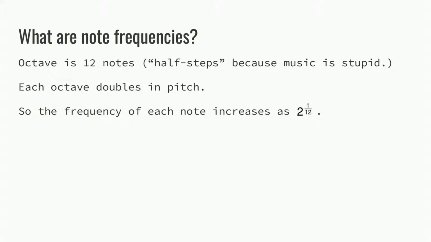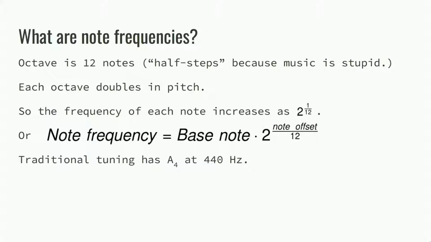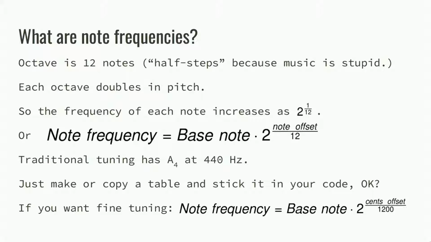But how do you get the frequency of individual notes? Well, that actually increases as 2 to the power of 1/12th. So that's a little weird to do. But you can use that relation, and you can sort of multiply that as you go. But you're just going to stick this in a table and stick it in your code and forget about it. You don't need to do this calculation on the fly. You'd be wasting microprocessor time to do it.